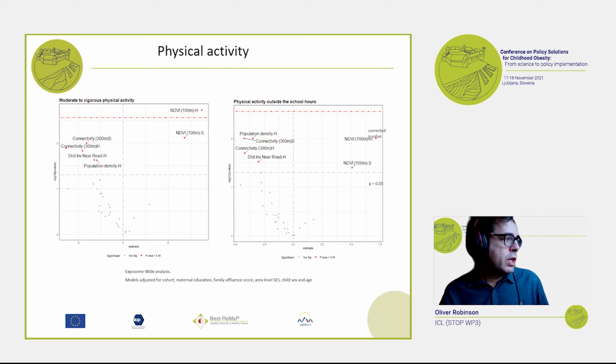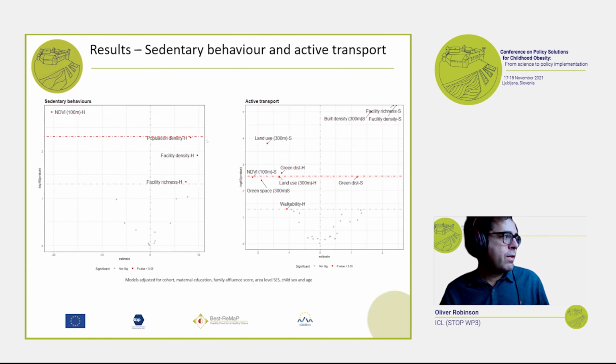These showed that aspects of the built environment, such as population density and how connected to the area around the home, were negatively associated. Again, for physical activity outside school hours, we saw a similar pattern. For sedentary behaviours, so how much they watch TV, play computer games, green space had a negative effect on this, and population density again had a positive effect on this.